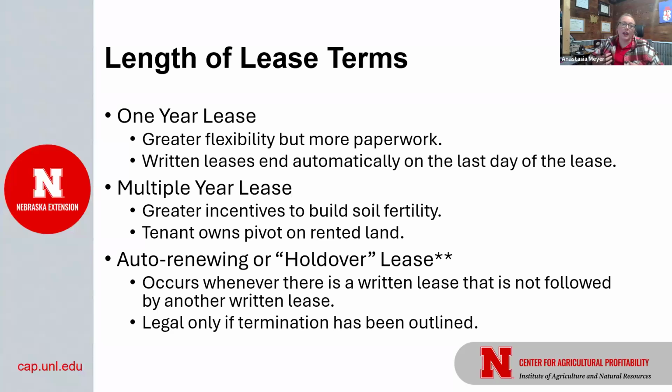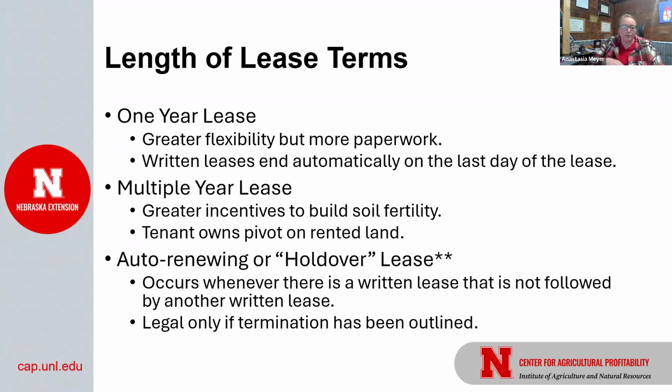1 year leases are great. They have greater flexibility, but what people don't like about them is they are a lot more paperwork. It's a lot more making sure that you sign it every single year, which is why a lot of people go into multiple year lease situations. I think 1 year leases are the way to go, especially if you are in a new relationship between a tenant and landowner. If it's an established relationship, I think then we can look at multiple year leases or auto renewing leases.